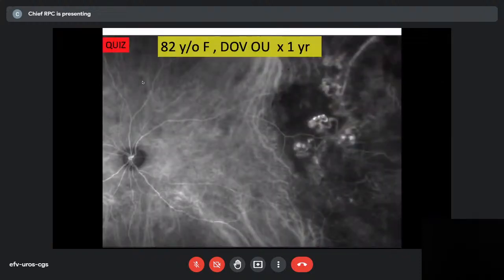So this is a patient who came with this kind of picture. An 82-year-old lady, the other day. Very fresh picture. ICG picture.